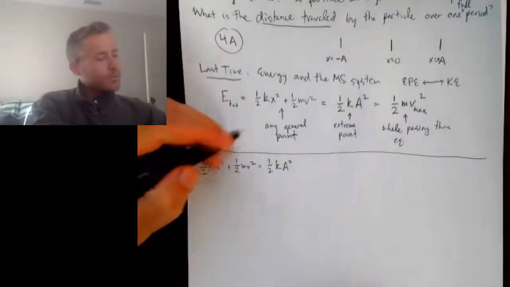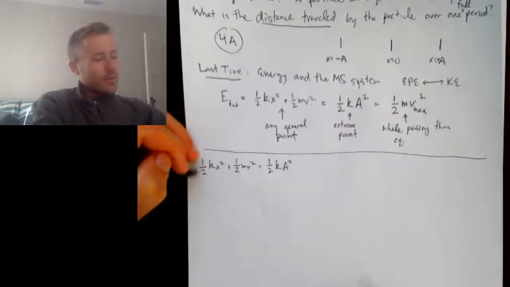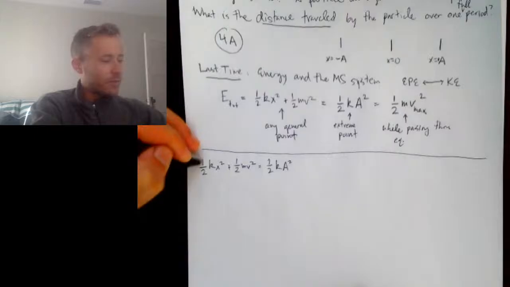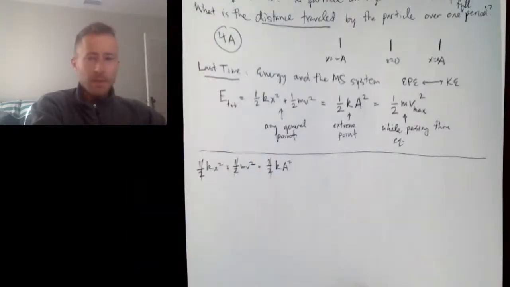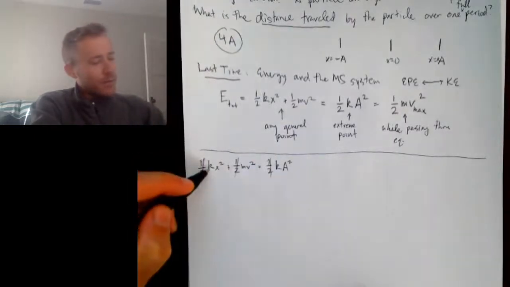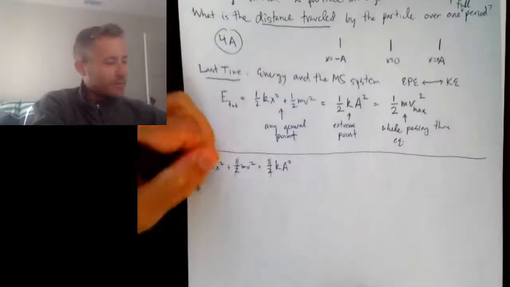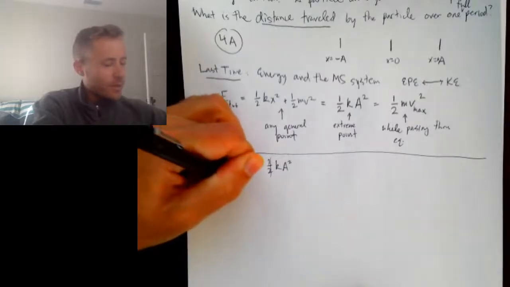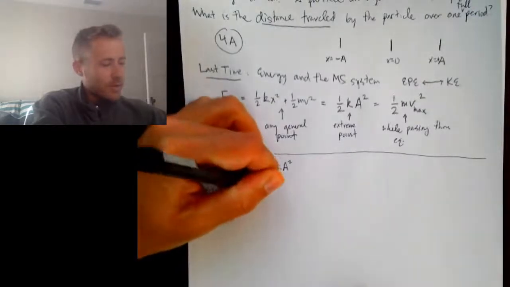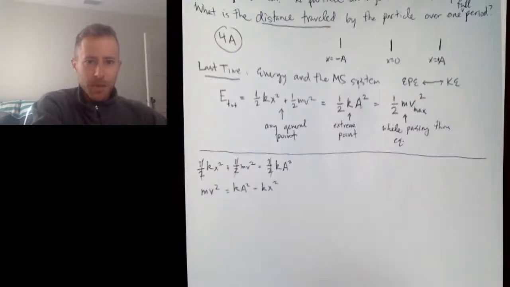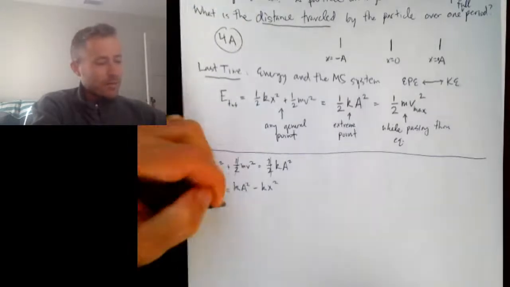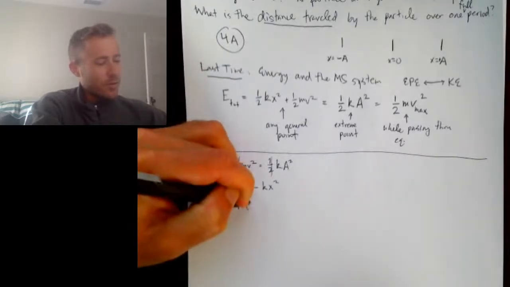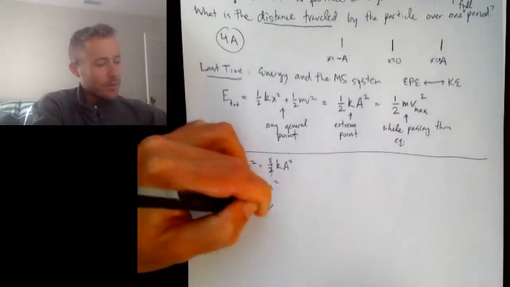First of all, we notice that every term has 1/2 in it. So we can cancel out the 1/2s. And then I'm going to subtract the kx term to the other side. So I have mv squared equals ka squared minus kx squared. Now I'm going to factor out a k on the right-hand side. So I have k times the quantity, a squared minus x squared.